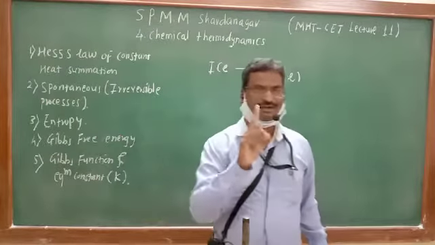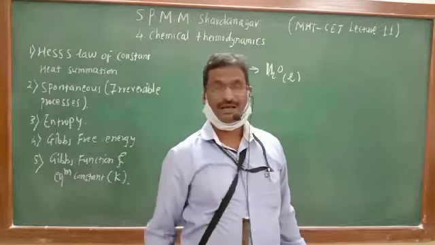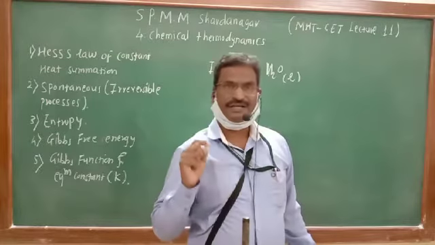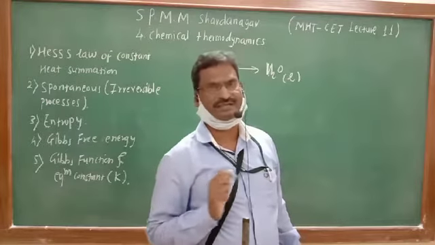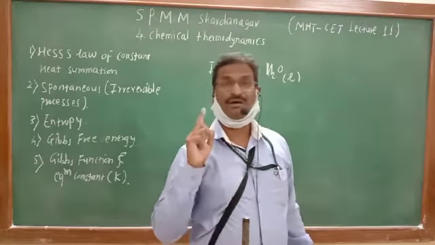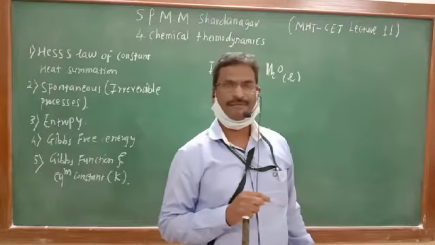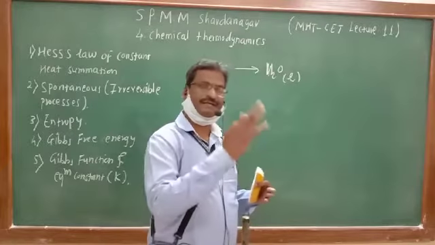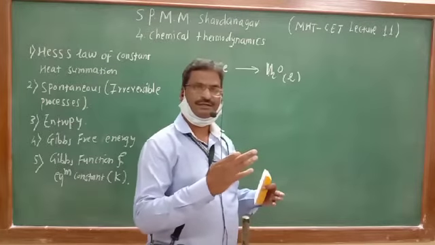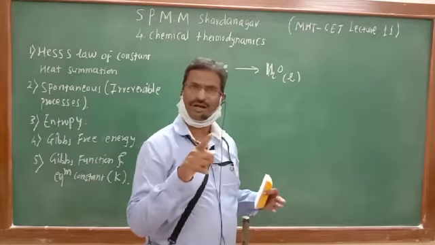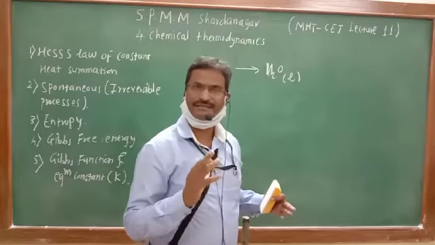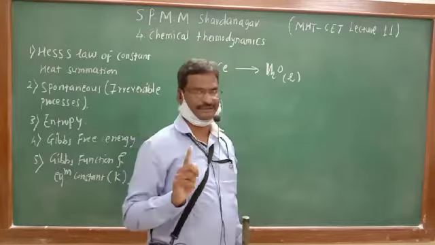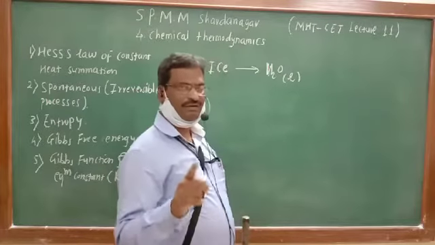Now see what is meant by entropy. Entropy is a measure of disorder present in the system, a measure of randomness present in the system. Whenever entropy increases, the measure of disorder or randomness also increases, and that process becomes spontaneous. So let us see what is entropy.